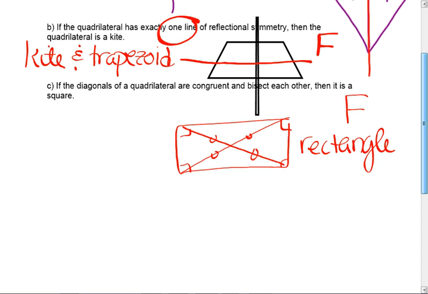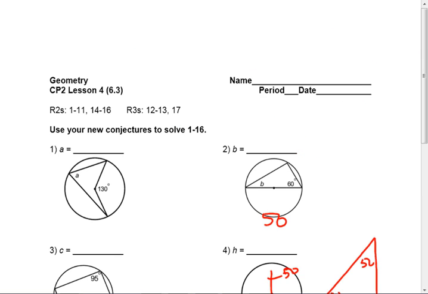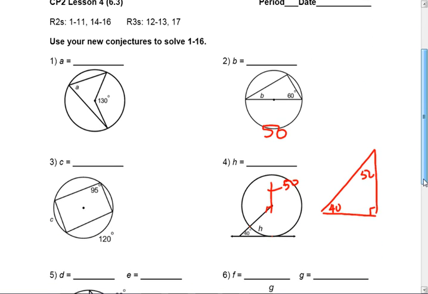Which one? Which one do you want to look at? Give me one.